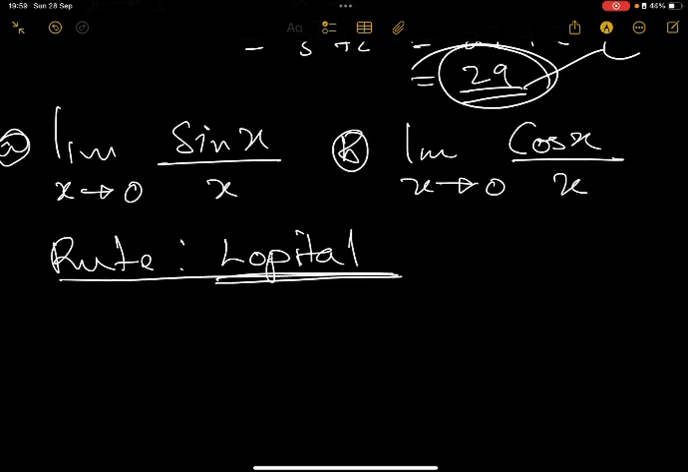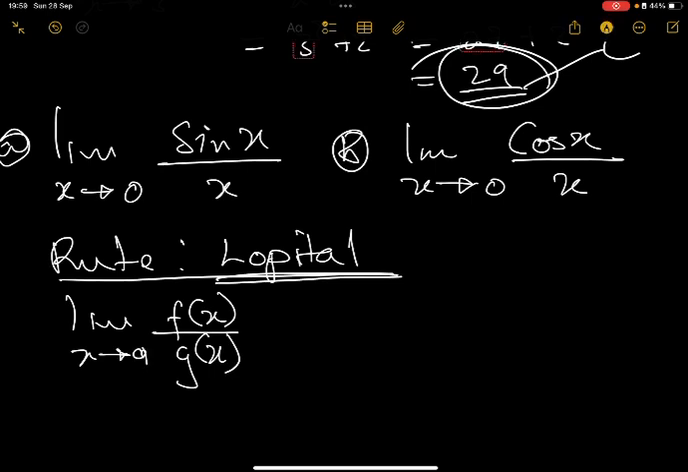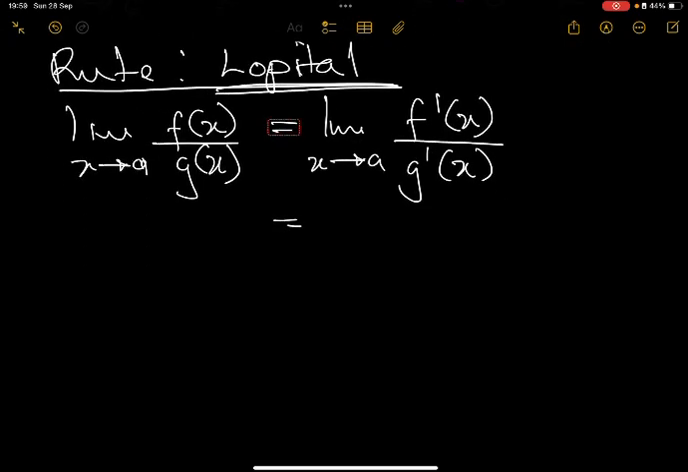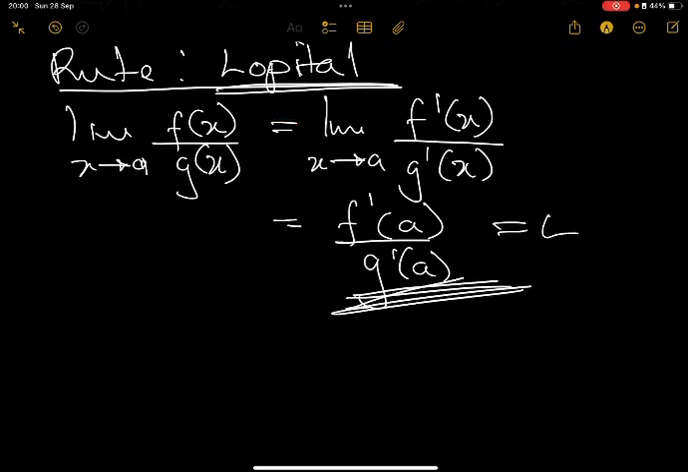So L'Hopital's rule goes like this: the limit as x approaches a of f of x over g of x. If you test your a and it is undefined, then you have to differentiate the numerator and differentiate the denominator. So it goes like the limit as x approaches a of f prime of x over g prime of x. Then we substitute our a, and we have f prime of a over g prime of a. So this will be our limit L.